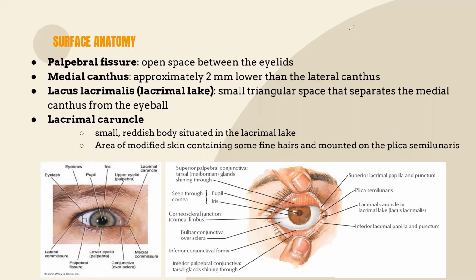On the picture on the bottom left, we have here the palpebral fissure, which is an open space between the eyelids. The medial commissure here, or the medial canthus, is approximately 2 millimeters lower than the lateral canthus. This part here is the lateral canthus, or the lateral commissure.